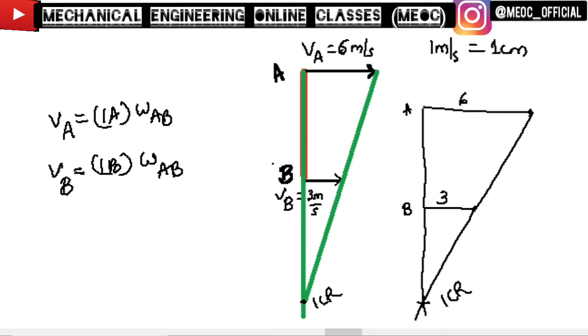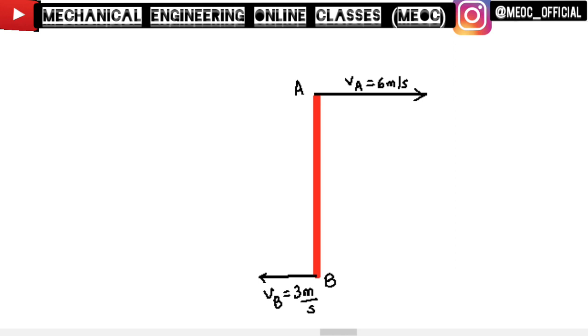So let us see another case where the two velocity vectors are parallel but in opposite direction. Now let us consider that our rod AB is performing a plane motion, and the linear velocity of point A is 6 meter per second horizontal rightward, and the linear velocity at point B is 3 meter per second horizontal and leftward. So now the perpendicular to both the directions of velocities is vertical.